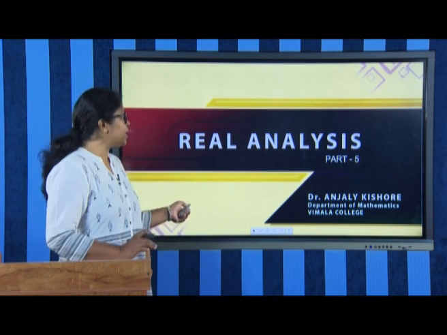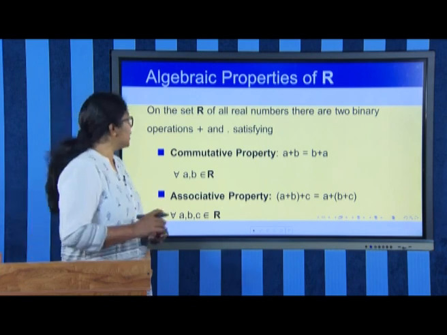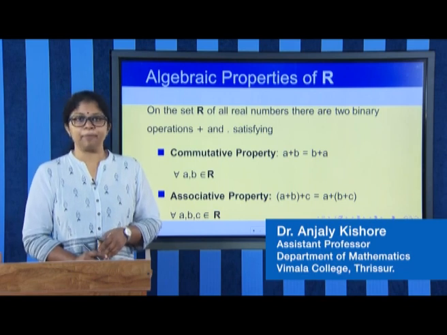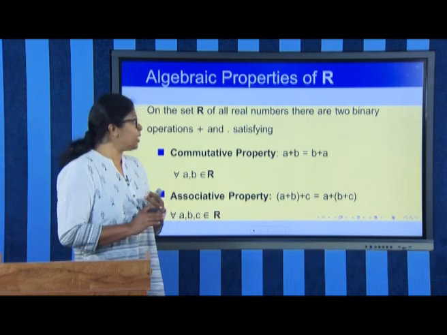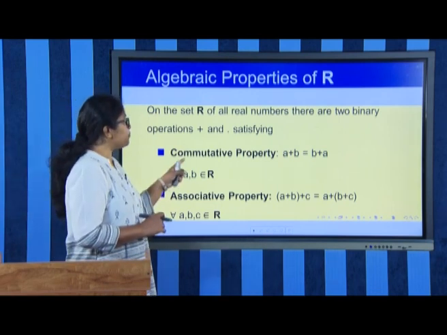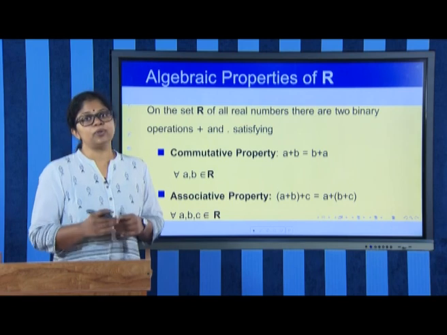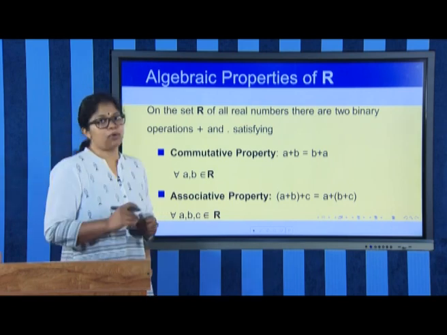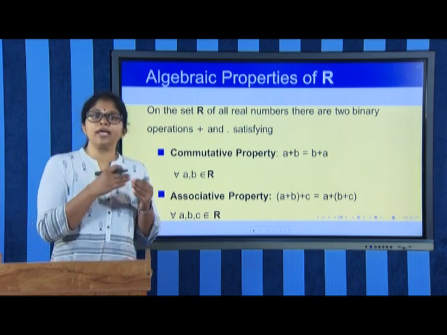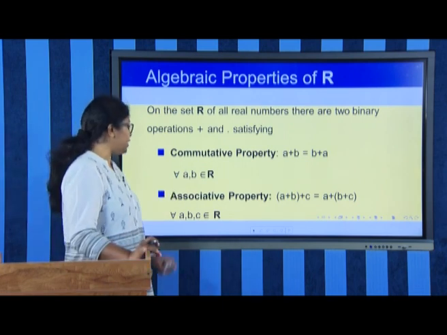The first property that we will be looking at is the algebraic properties of R. On the set R of real numbers, there are two operations defined, namely addition and multiplication of numbers, satisfying the following properties. The first one is the commutative property, where a plus b is equal to b plus a for every a, b belonging to R. That shows that if we add two real numbers, the order in which the addition is taking place is immaterial. It can be taken in any way.